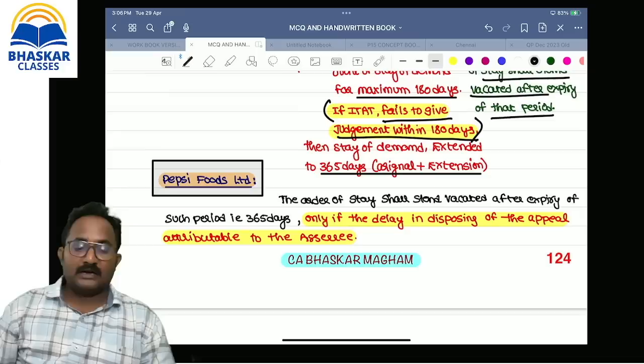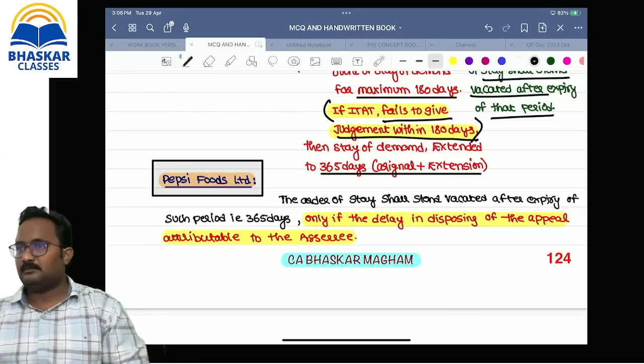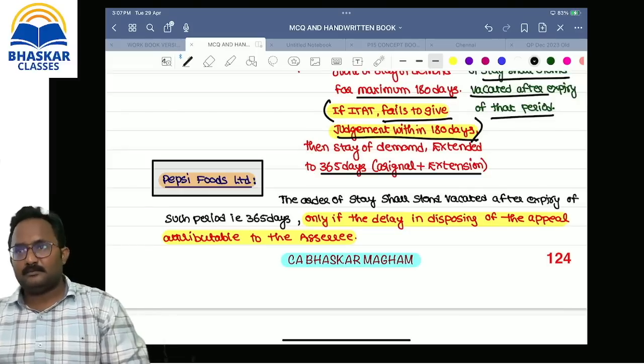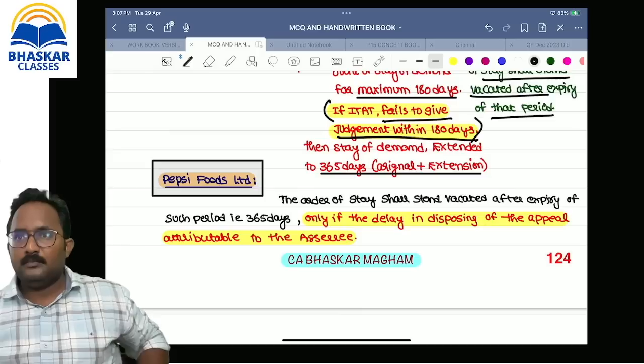case. One case law. For the first time I have introduced one case law, and you have to remember this case law also. Pepsi Foods Limited. What is that, ma? Pepsi Foods Limited. What is that point? I will tell you. Shall we write, ma? Remember.